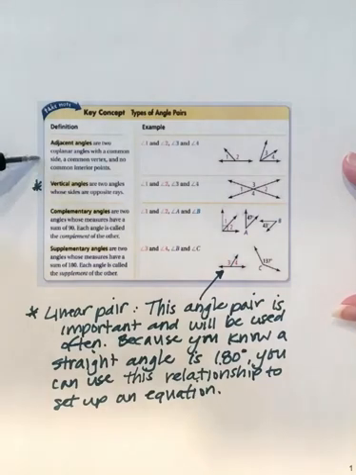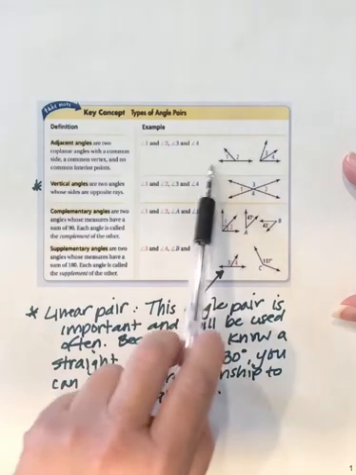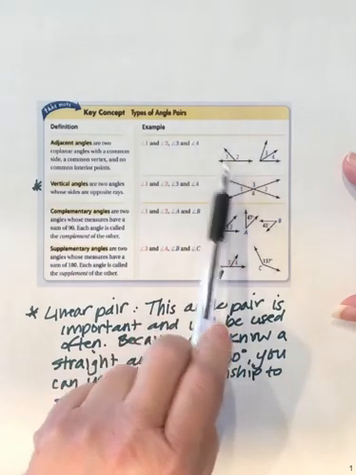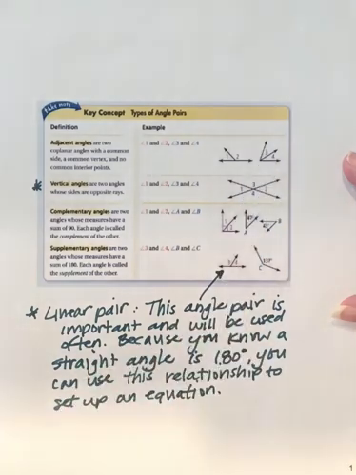Adjacent angles are basically just angles that are next to each other. So you could see from this picture, they're sharing a vertex and they're sharing a side. So they are two angles that are kind of connected to each other.